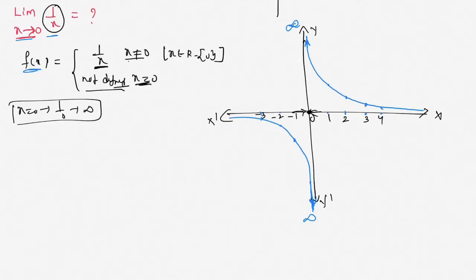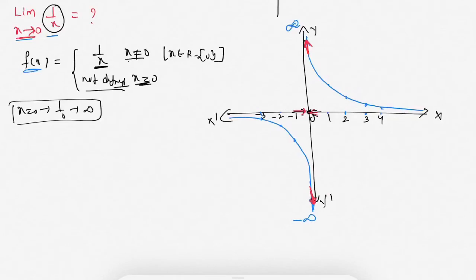So as x is approaching 0, from the right hand side it is approaching infinity, and from the left hand side also it is approaching infinity. So that's why we can say that the limit as x tends to 0 of 1 by x is, from the right hand side approaching plus infinity, from the left hand side approaching minus infinity. That's very important. So we can say finally the limit does not exist.